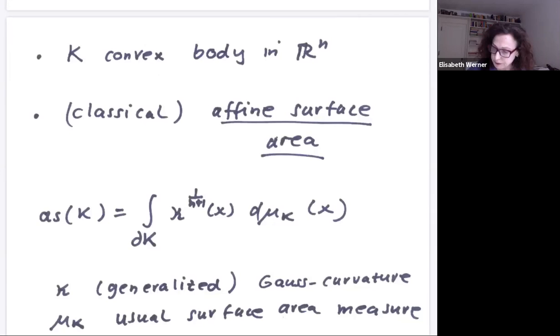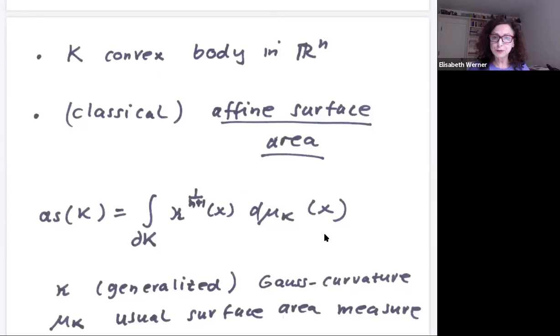I'll denote it like so, with little AS. So the affine surface area of K is what? It is the integral over the boundary of the convex body K. The boundary of the body I'll denote like so. And then what do we integrate? We integrate the Gauss curvature kappa raised to the power 1 over n plus 1 at a boundary point x, and we integrate with respect to mu_K, the usual surface area measure on the boundary.